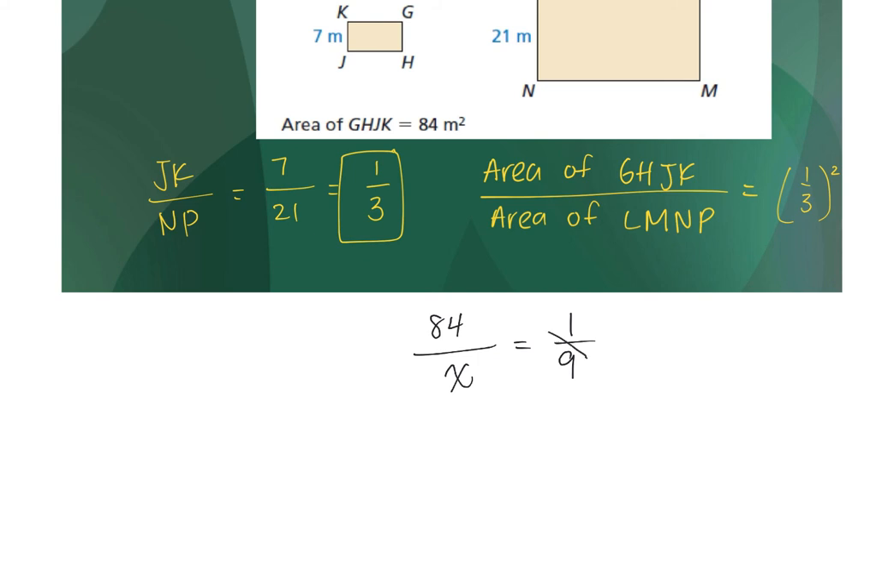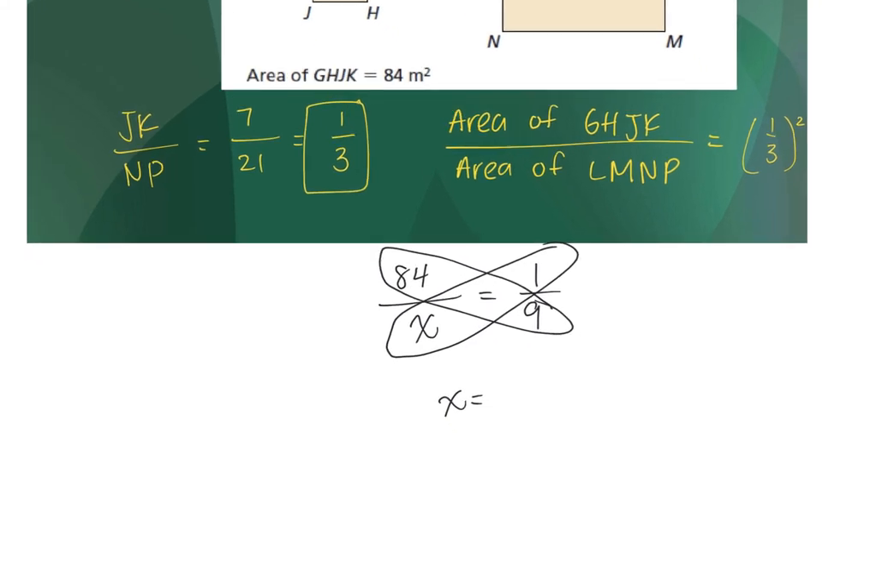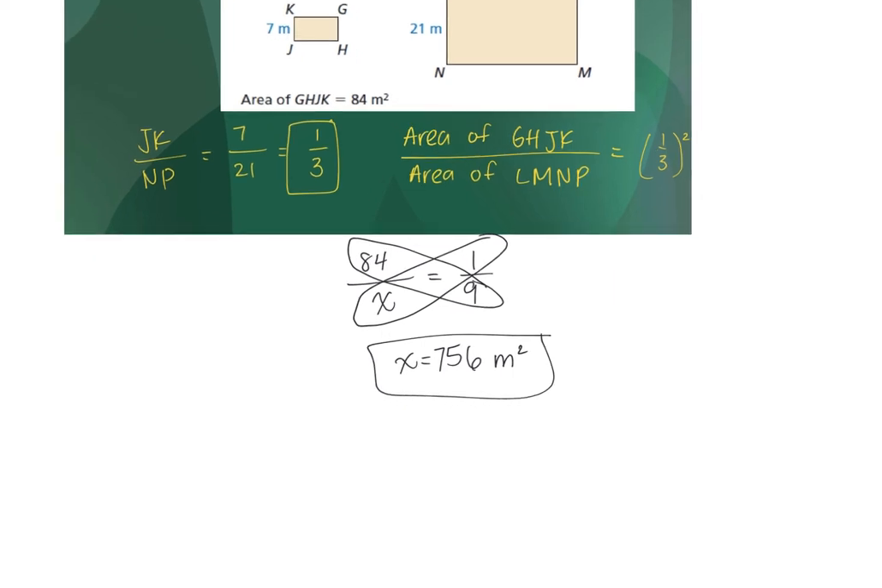Now we just cross multiply. We're going to get 84 times 9 and x times 1. So we get x equals 756. Meters squared. So that is our area of LMNP.